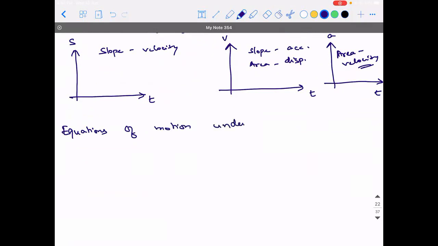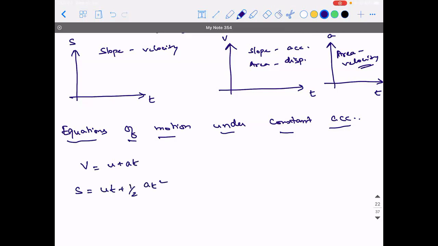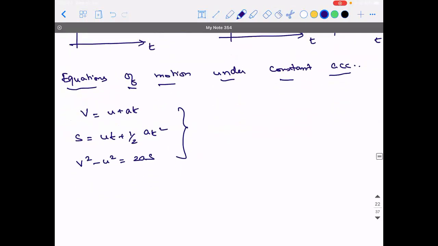Equations of motion under constant acceleration. So can someone tell me what are all the equations of motion that you have? V equal to U plus AT. Yes. S is equal to UT plus half AT square. And V square minus U square is equal to 2AS. Right.